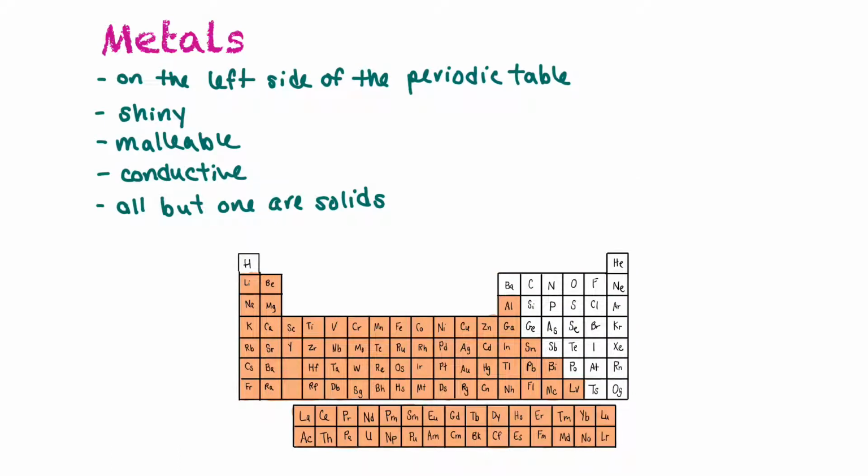First of all, we'll talk about the metals. So elements can be a metal or a non-metal. And the metals are found on the left-hand side of the periodic table, aside from hydrogen. Hydrogen's special. And you can see here I've colored them in orange. And metals are shiny, they're malleable, they're conductive, they conduct heat and electricity, and all of the elements except for one are solids. The one metal that is not solid is this one right here. Its symbol is Hg, and that's mercury. And mercury is actually liquid at room temperature. All the other metals are solid at room temperature.